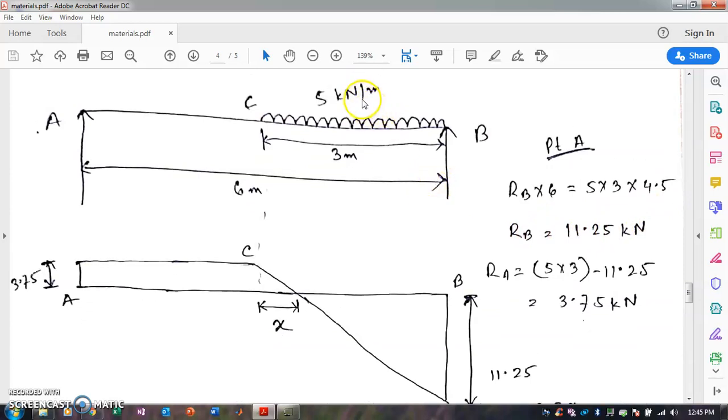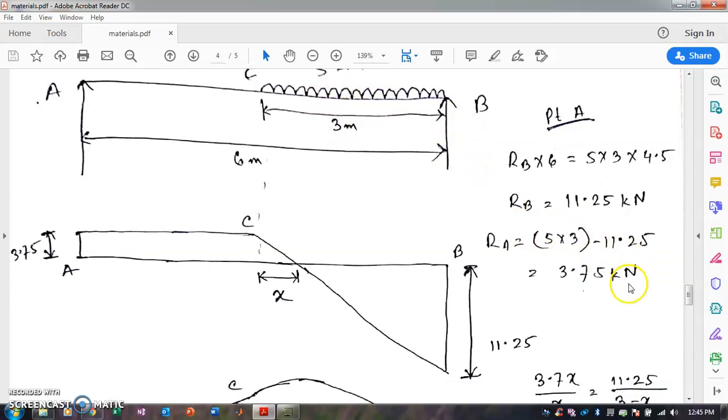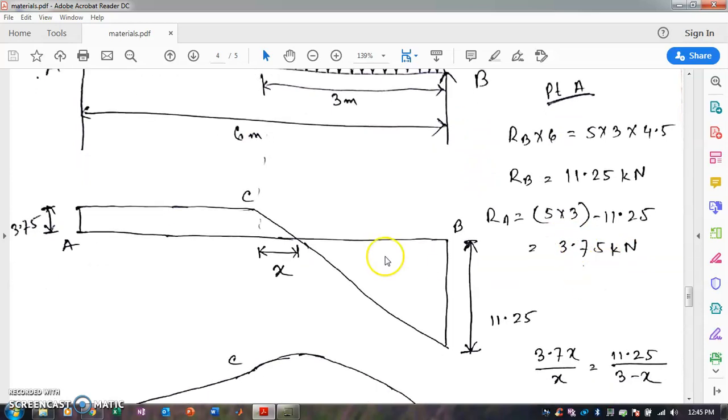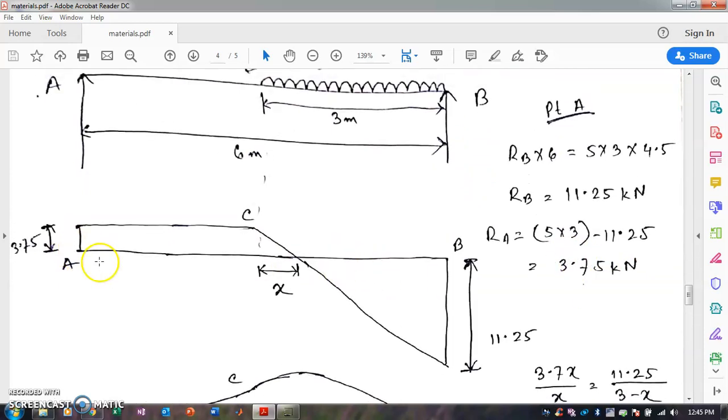Ra is total downward minus Rb. Total downward is 5 into 3 minus Rb, so it is 3.75. So we got Ra and Rb. So what will be the shear force diagram?